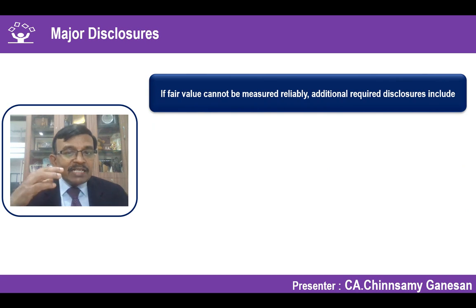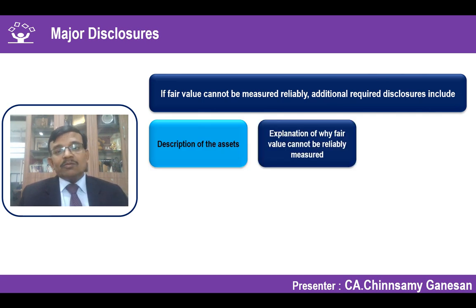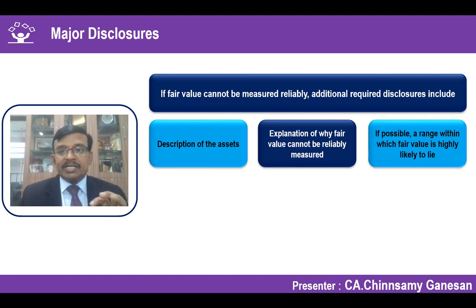Suppose the fair value cannot be reliably measured, additional disclosures are also required. What is that additional disclosure? What is the description of the asset? Why is it not able to be reliably measured? And what is the range of the value? You remember that we have given this also in a certain case. When we say what is the range, the range could be, say, from this to this, and that could be a fair value. In investment property, we have discussed that.